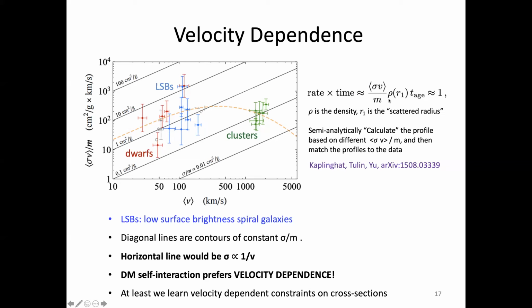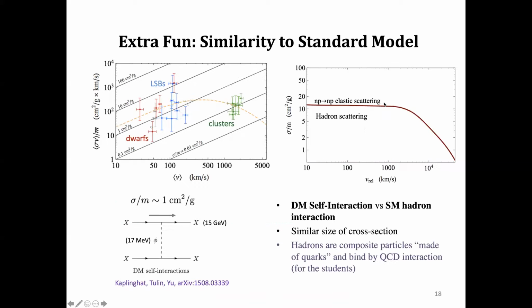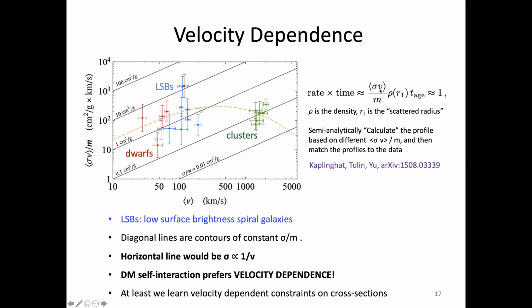rate. So the rate is this, right? It's sigma v over M times rho of r1. Okay, I'll tell you what is r1. But that's why when you always look at this self-interaction, you always see sigma v over M. So when I was a student, there was a short period of time I didn't know why it's always sigma v over M, why it's over M. And it's basically just because of the rate. So sigma v over M times rho and times the halo age is how many times you scatter. So within a radius r1, you can scatter at least once.